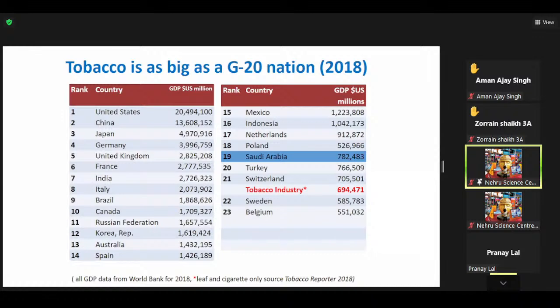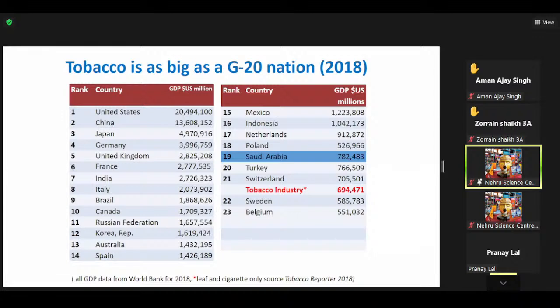But if you were to only look at the cigarette and tobacco leaf sector, and you were to add just the profits and the revenues of these companies, they would be the 22nd biggest revenue earner in terms of countries. It would be very, very high. I've just shown you that it is just shy of Switzerland and bigger than Sweden.